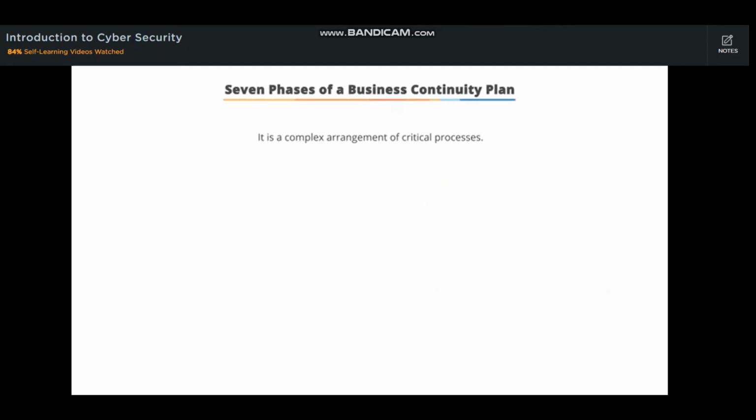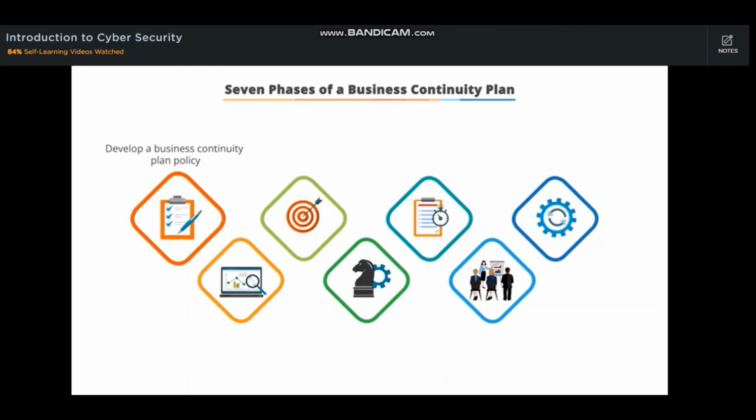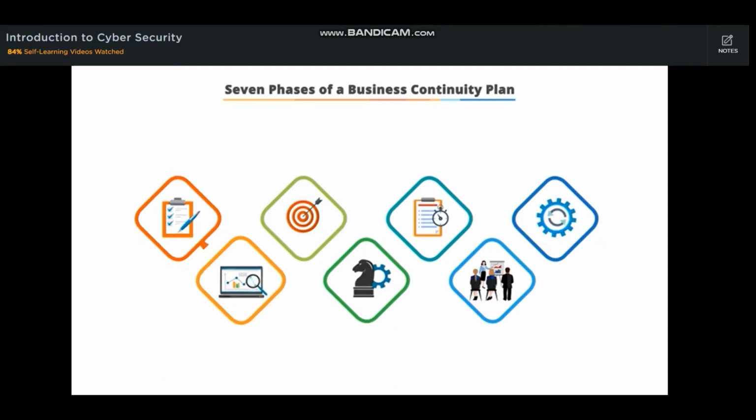The 7 phases of a business continuity plan. A business continuity plan is a complex arrangement of the critical processes that allow for continuation of business activities after an emergency. Develop a business continuity plan policy. Should be a part of the overall integrated control framework. Conduct business impact analysis. Inventory all key business processes. Statement of impact. Threat analysis.